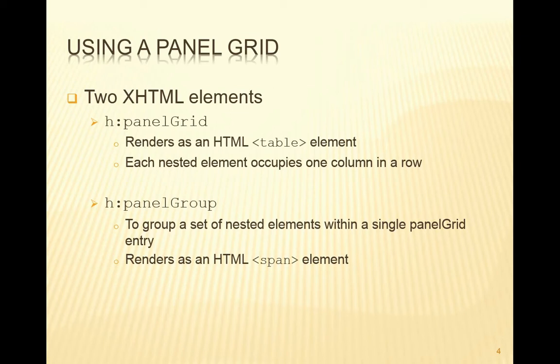If we want to put more than one element within a column in the row, we'll use a panel group element. Panel group will allow us to put in multiple elements, all grouped together as one element or one column within a row of that panel grid. And the panel group will render in HTML as a span element.